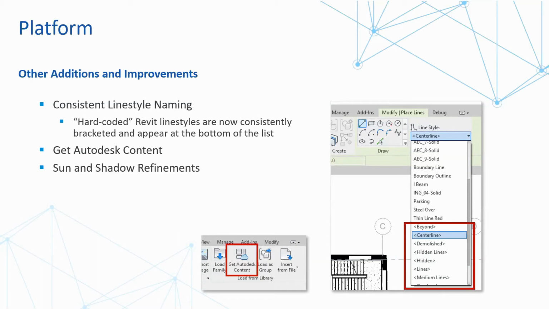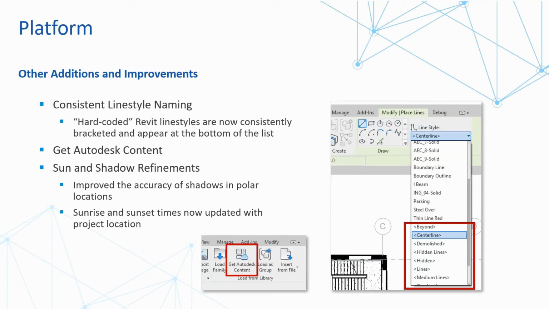We also have the benefit of sun and shadow refinements done within the project environment. We have improved the accuracy of shadows in polar locations. And for those of you using heating and cooling load calculation tables, note that your sunrise and sunset times now update with the project location.